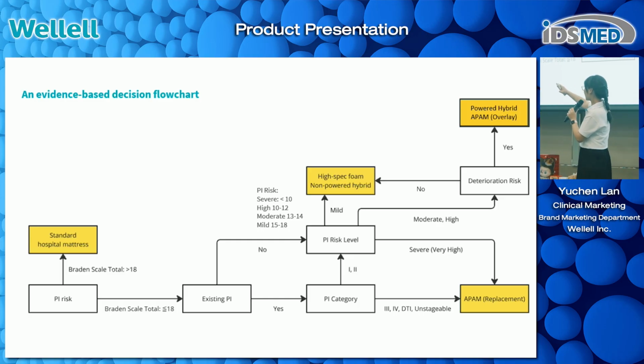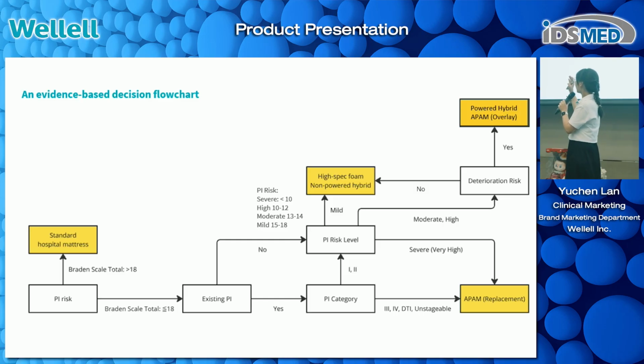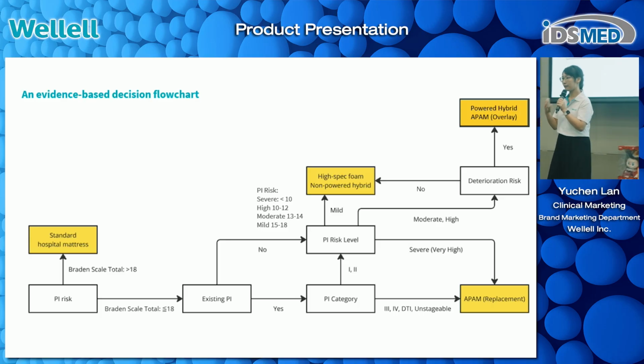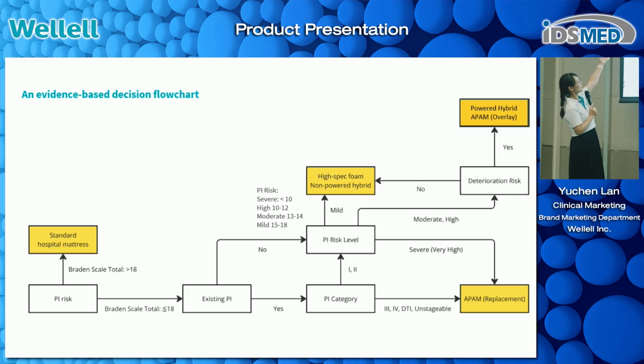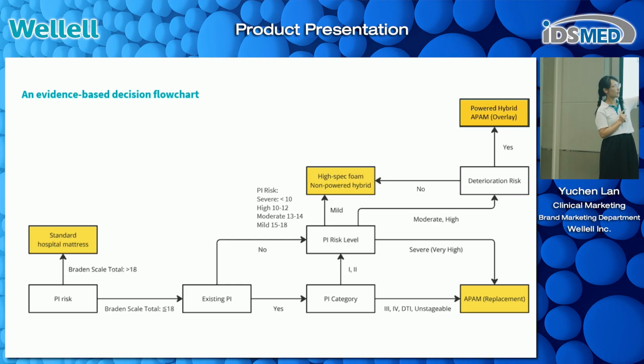Of course, for this part, we can follow the standard scale, the Braden scale. If their Braden scale is more than 18, we think that they might not have that much pressure injury risk. So when they go to the hospitals, they could still use their standard hospital mattress. However, as long as the patient has pressure injury risk, for example, their Braden scale is less than 18, then we could start to think about the second element.